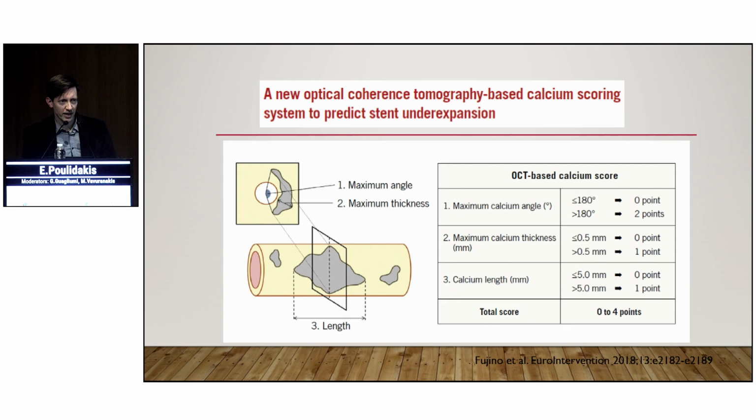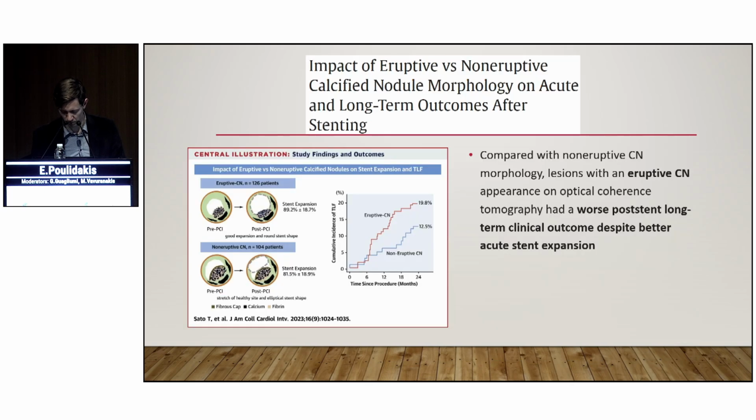So when we think about image guiding, we all think about the two scoring systems described. We will start with the OCT-based, which was published in 2018. The parameters described are an arc of more than 180, that's 2 points, maximum thickness more than 0.5, and length more than 5 millimeters. In this study, lesions that had a score of 4 out of 4, that means all the points, were suboptimally prepared and expanded with normal means.